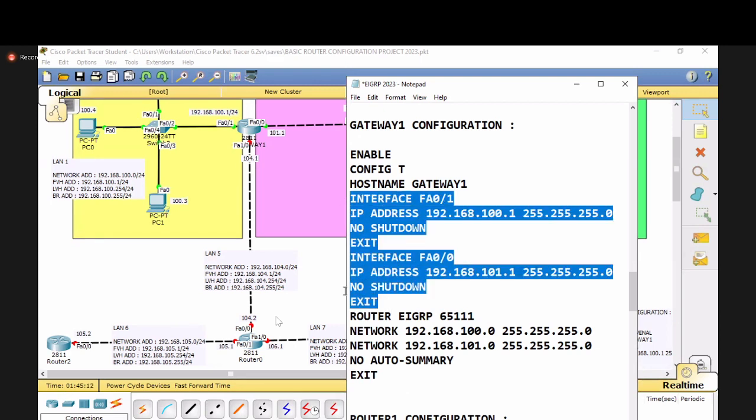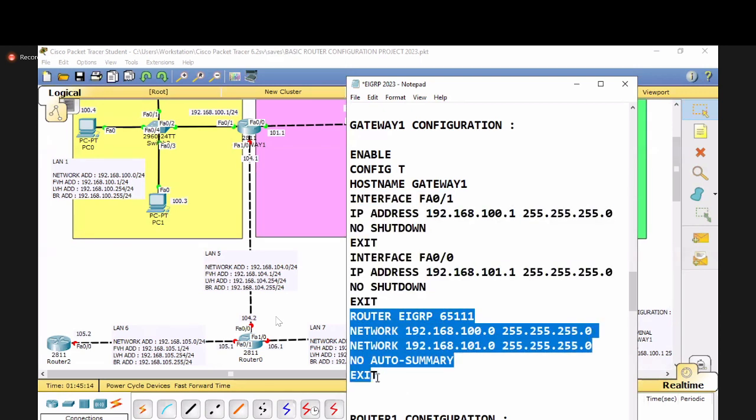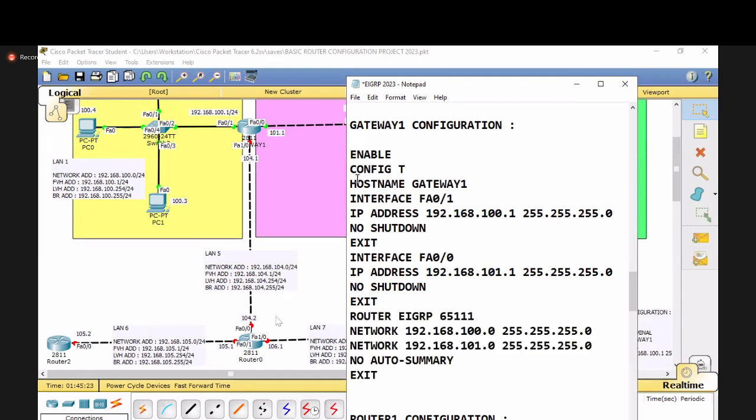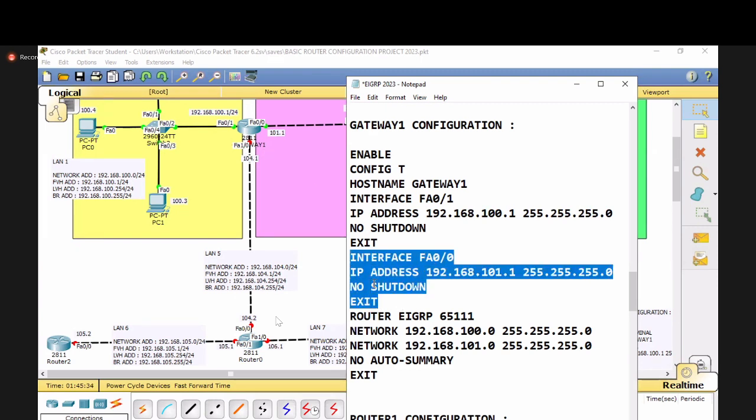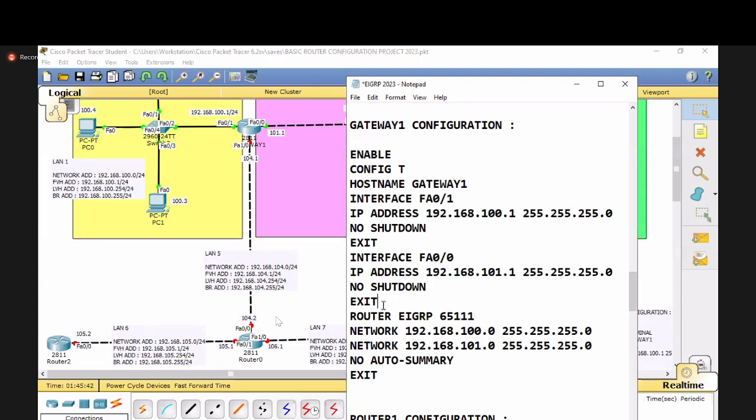First of all, you configure all the interfaces, then you configure EIGRP. Like that. Got it? Oh, okay. All the interfaces first you configure with the IP address. You can see that I have configured two interfaces. After that, I have added this new one, right? So this new one also, you write like this: interface FA 1/0, IP address 192.168.104.1, subnet mask 255.255.255.0, no shutdown, exit. Then you write EIGRP. Okay, sir. Okay, sir.